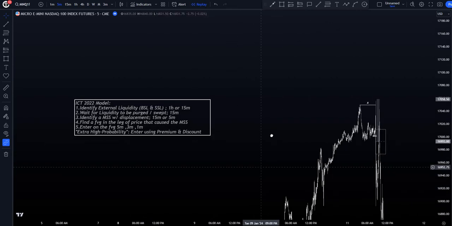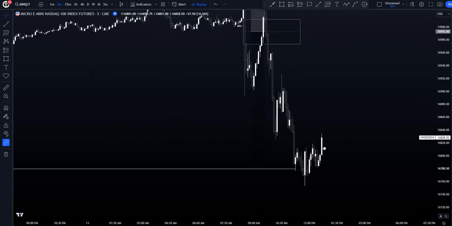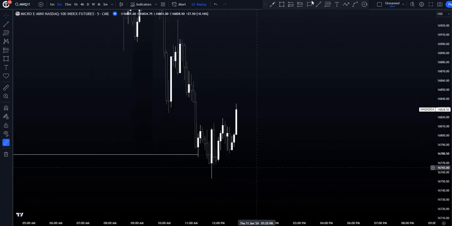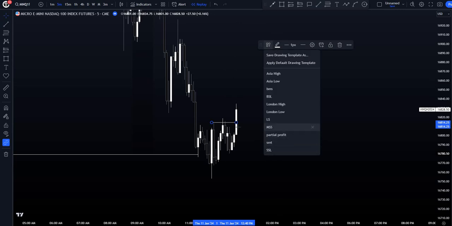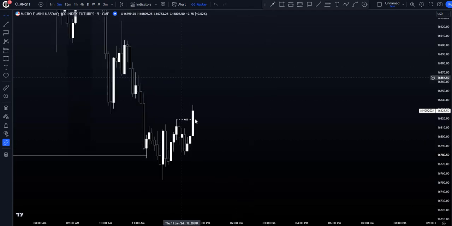Identify market structure shift with displacement on the 15 minute or the 5 minute time frame. So let's wait for the 5 minute. Did we get our sweep of liquidity? Yes. Did we get our market structure shift? Yes. We got it right here. A shift here, we got displacement over both of these highs. So technically, it would be this high that it had shift over, okay? But let's just look at it like this. This would be our shift in market structure right here, okay?